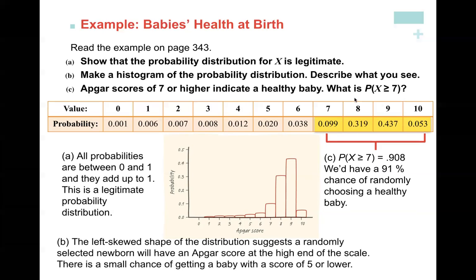So how do you interpret this in context? We have approximately a 90.8% chance of randomly choosing a healthy baby. In other words, if we randomly select a baby out of the population of all newborn babies, the probability is approximately 0.908 that this baby is going to be considered healthy according to its APGAR score.